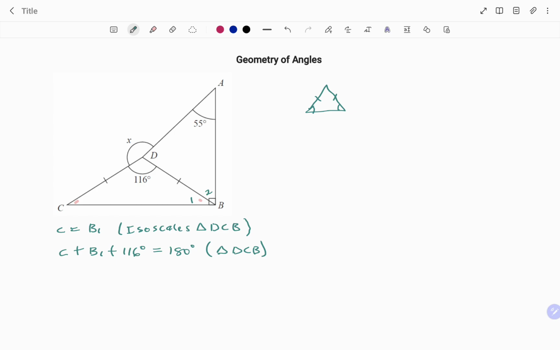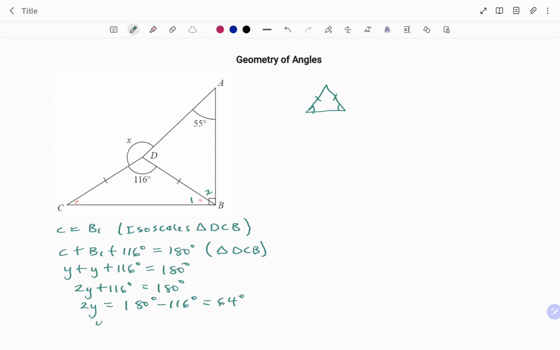So because we know that angle at C and B1 are equal, I can call that y. So I have y plus y plus 116 degrees equals 180 degrees. If I collect like terms, 2y plus 116 degrees equals 180 degrees. Applying the balance method, I'm going to move my 116 degrees to the other side, and that will give us 2y equals 180 minus 116, 64 degrees.